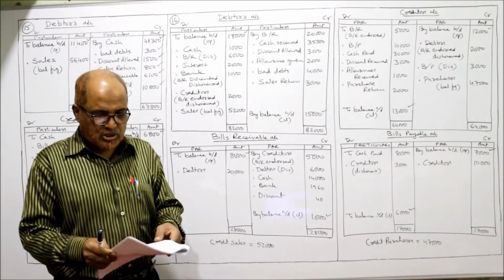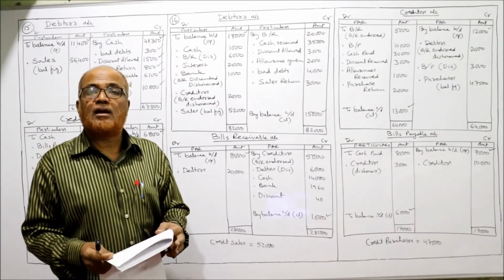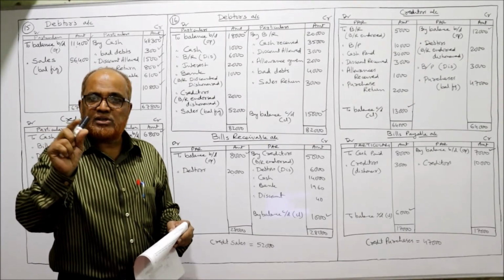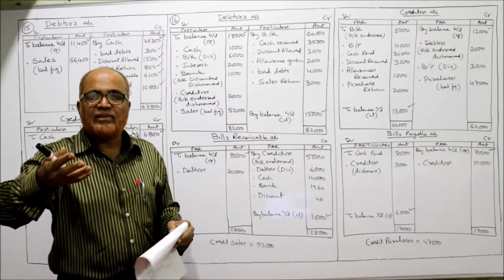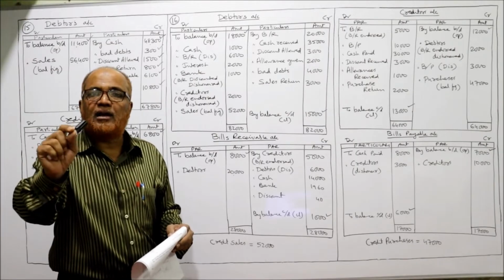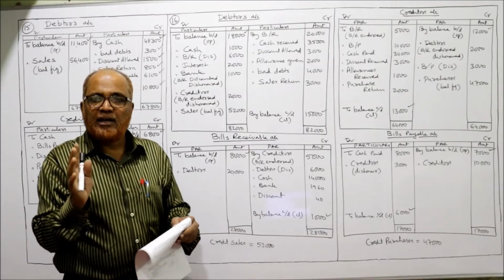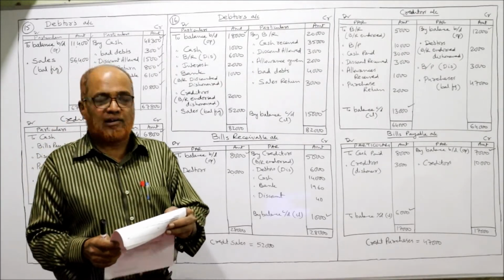Now transactions. What are the transactions? See carefully. Here you need to remember the journal entries. So that's why keep a notebook ready. While I give the explanation, you immediately write down the entries, so you can be able to understand. Otherwise it will be very difficult. Each and every transaction I am explaining the journal entry.